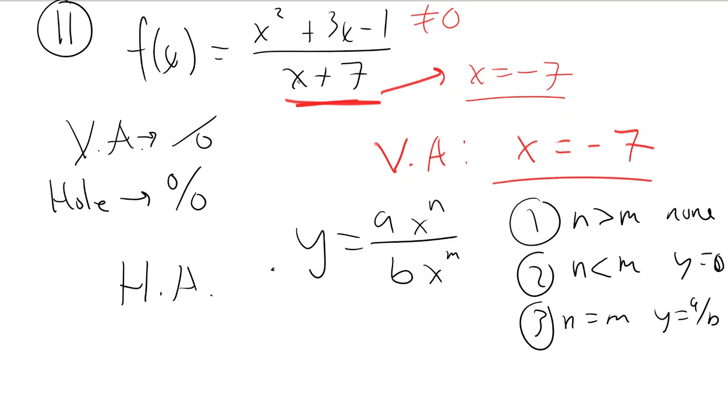So, unless you have a different function, this one does not have a horizontal asymptote, because the degree of the numerator is bigger than the degree of the denominator.